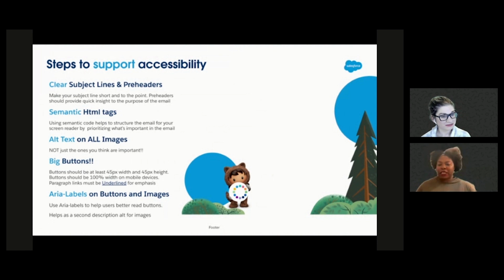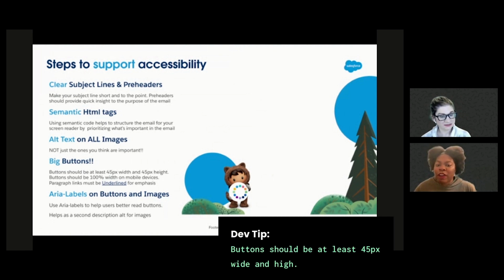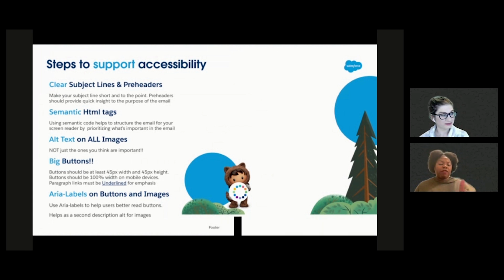Buttons, big buttons, at least 45 pixels width and 45 pixels height. That is literally the size of your thumb. If you hold your thumb up, and then if you hold it to the side, that is 45 pixels. Make your buttons as big as possible and span the buttons to 100% on mobile devices. Like, there should be no way they weren't able to see that CTA.